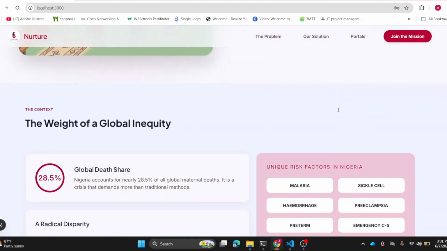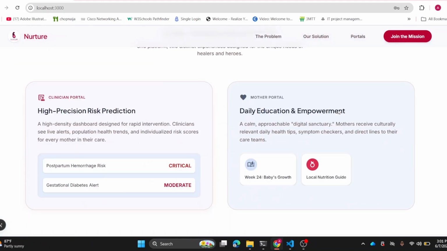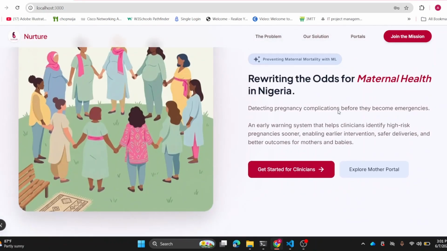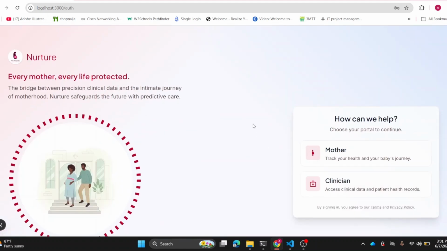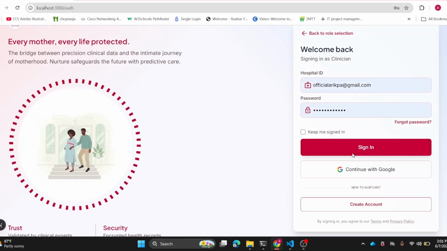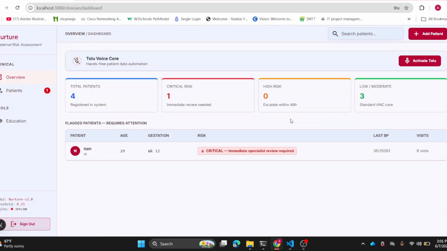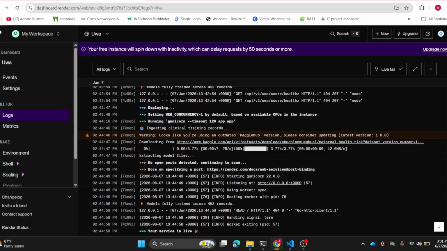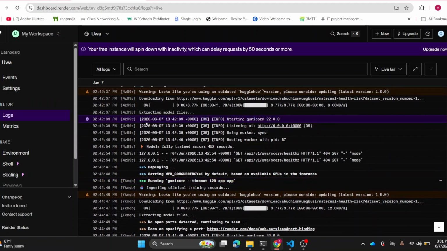So currently, this is our landing page. When you come, you click on Get Started. And then we have two portals, the clinician and the mother. So let's sign up as a clinician. For the clinician, we trained an ML model using XGBoost. That's a decision tree algorithm.